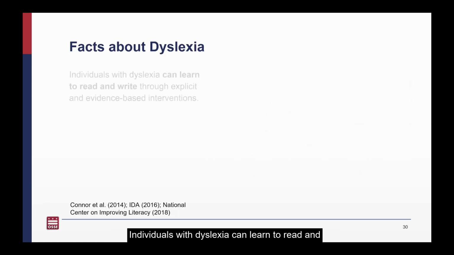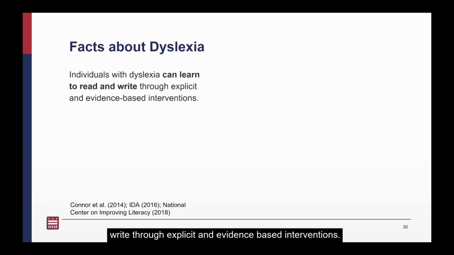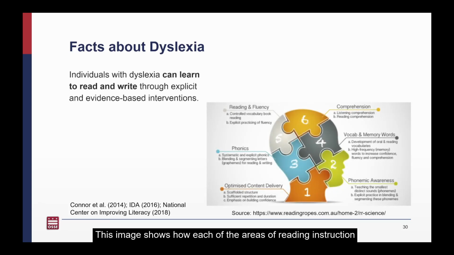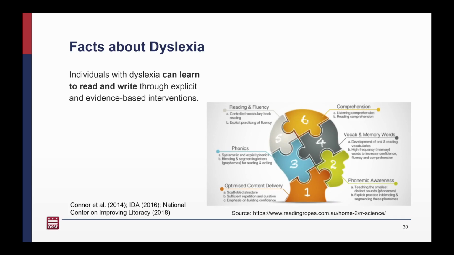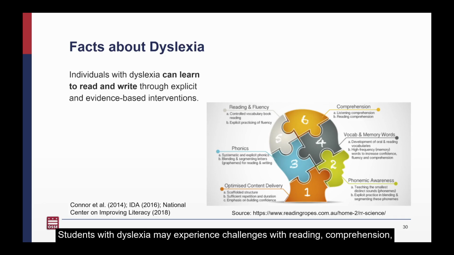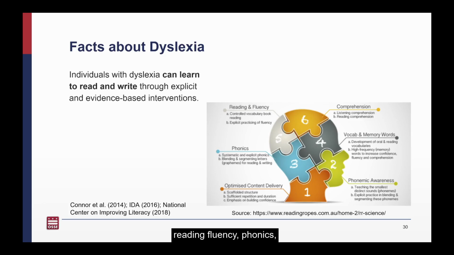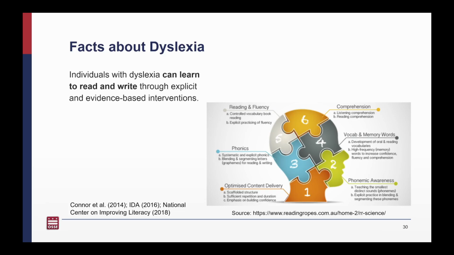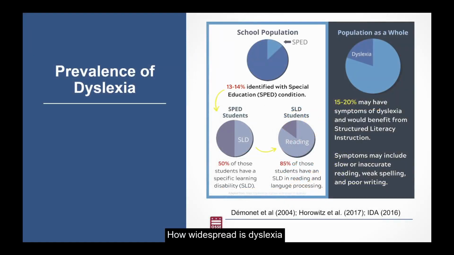Individuals with dyslexia can learn to read and write through explicit and evidence-based interventions. This image shows how each of the areas of reading instruction and intervention can support students with dyslexia and reading difficulties. Students with dyslexia may experience challenges with reading comprehension, reading fluency, phonics, phonemic awareness, and vocabulary and memory for words and language. How widespread is dyslexia?